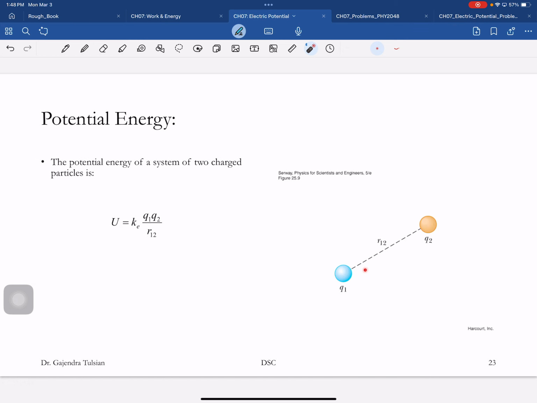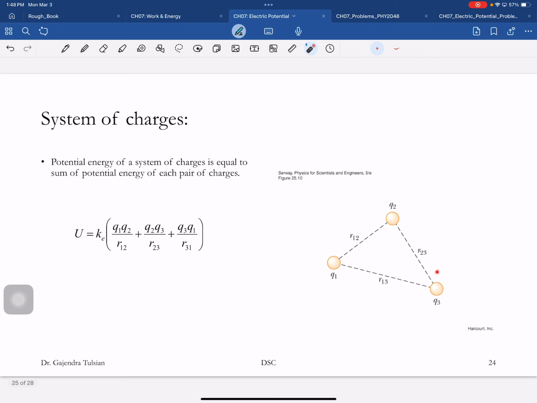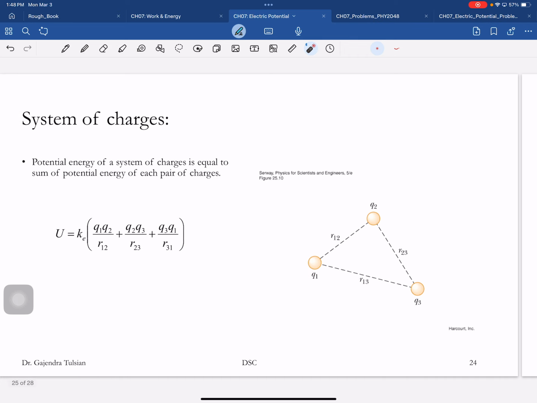The potential energy between two charges is U equals K Q1 Q2 divided by R. If you have a constellation of charges, the total potential energy is the potential energy of this pair plus this pair plus this pair. The potential energy of all the independent pairs.